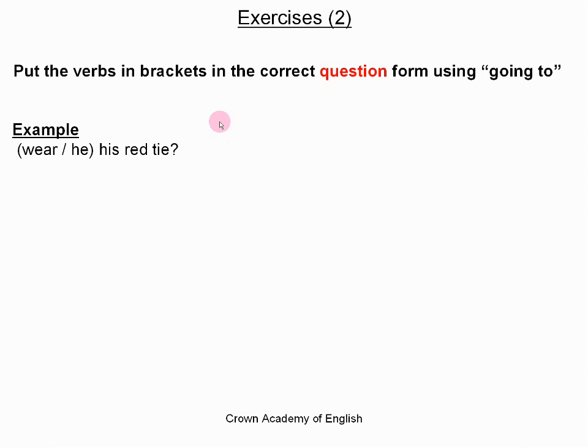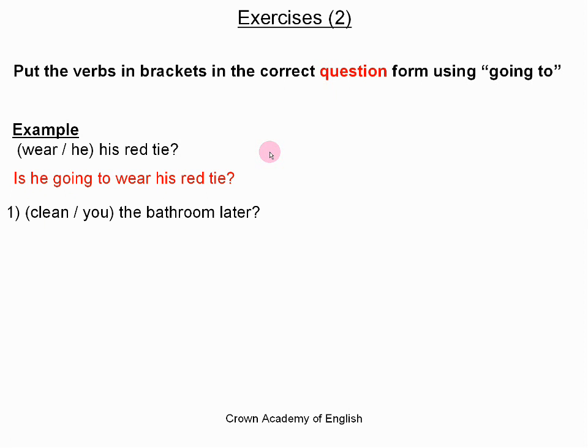And the answer for this one would be, is he going to wear his red tie? Is he going to wear his red tie? So remember the rules for making the question. We reverse the subject with the verb to be, and then it is going to wear. Okay, same again. You'll get 10 seconds for each question, starting now. Question 1. So the answer is, are you going to clean the bathroom later? Question 2.